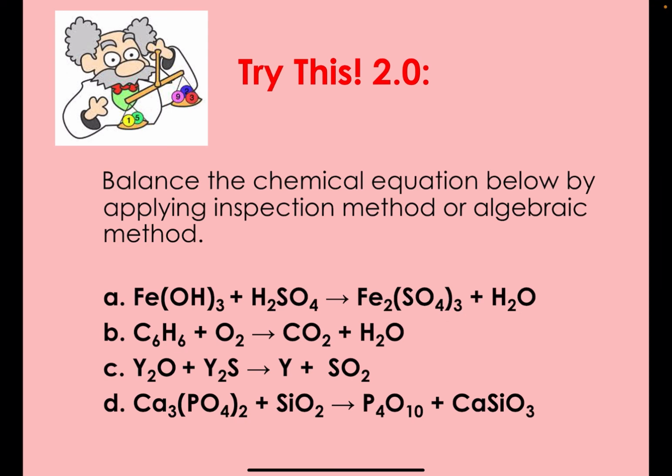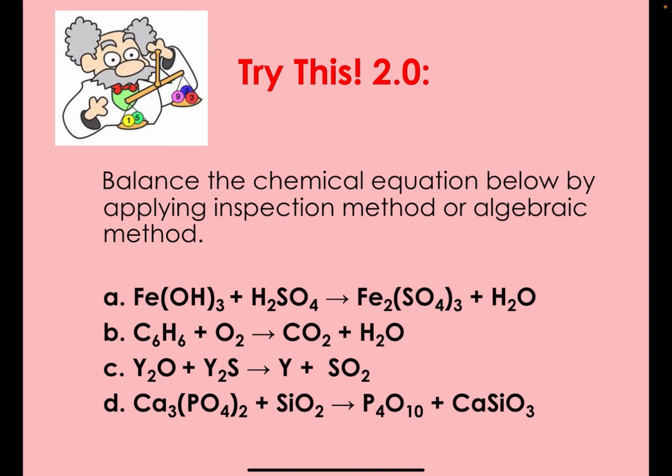So that's how you use the method you learned to balance a chemical equation using the inspection method. You have to inspect one by one, looking at each of the elements in the equation. I leave the question Try This 2.0 for your practice. Try to do this question, and this exercise will help strengthen your understanding.